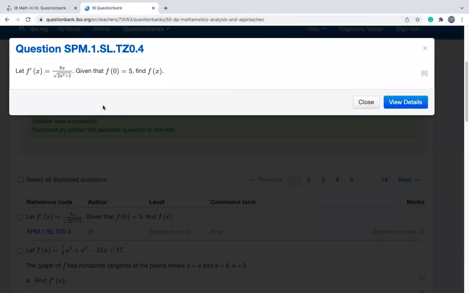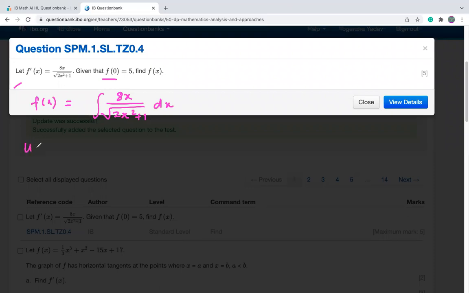So here, the first question is: if you have been given f dash x is 8x upon root of 2x squared plus 1, given that f of 0 is 5, find f of x. Since you have been given the derivative and wish to obtain the function back, you'll integrate the expression 8x over root of 2x squared plus 1. Now, the second question is, how do we integrate this?